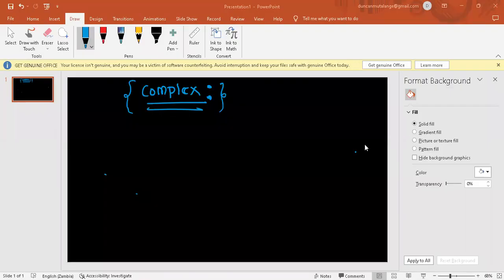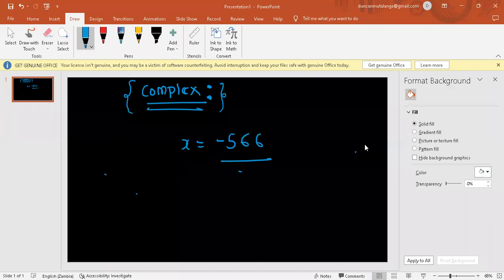Okay, and on our final answer, the x, that one was negative, isn't it? It was negative 566 over 99. I think I wrote positive. Yeah, so it should be negative. I think I forgot to put the negative there.